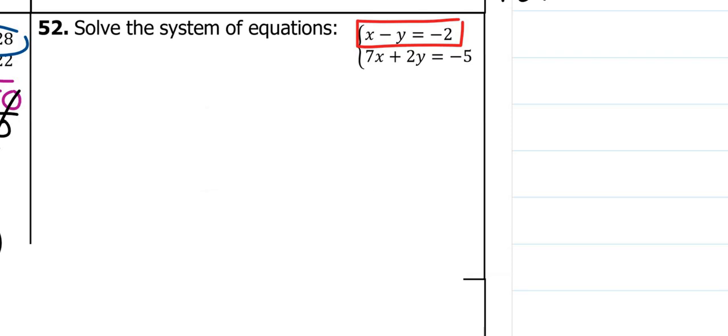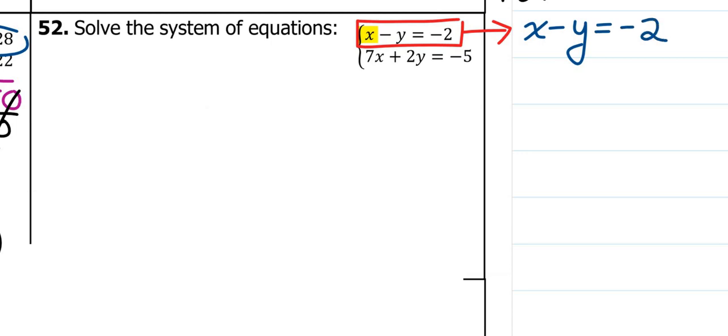So I'm going to solve for one variable and I'm going to use it to plug into the other. So I'm going to convert x minus y equals negative 2 and solve for a single variable. And it's completely my choice. Do I want to solve for x and make it x equals, or do I want to solve for y and make it y equals? I'm going to solve for x. So I'm going to write down now x minus y equals negative 2.